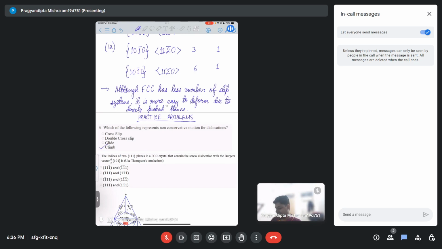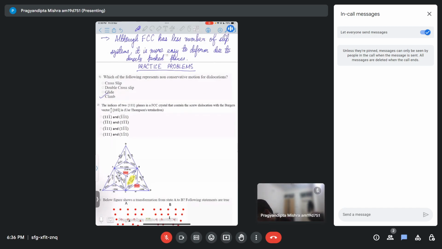The next question says: the indices of two 111 planes in an FCC crystal that contain a screw dislocation with Burgers vector a by 2 101 bar. So there are two ways to find this. Either you can use Thomson's tetrahedron or you can use the dot product, right? Using Thomson's tetrahedron, you can directly see which are the two planes. One is 111 and one is 1 bar 1 bar. So which option is correct?